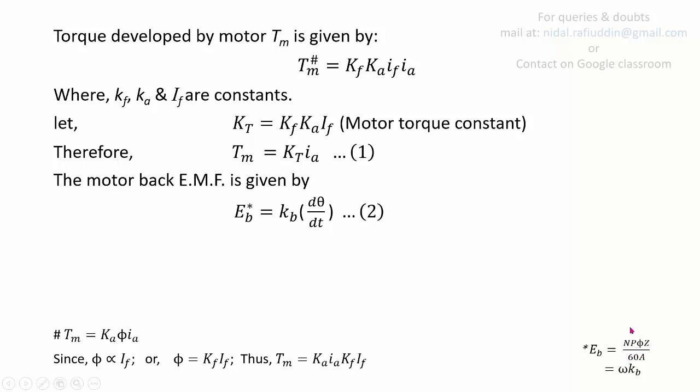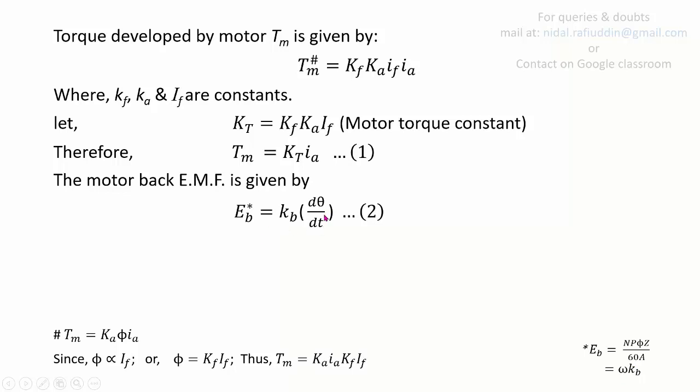So now if you look at this expression, this can be further reduced to the form omega Kb. Since n is the speed in revolutions per minute, it can be reduced to omega, and the remaining constant terms will be written as Kb, and thus Eb will be equal to omega times Kb, and this can further be written as Kb d by dt of theta.